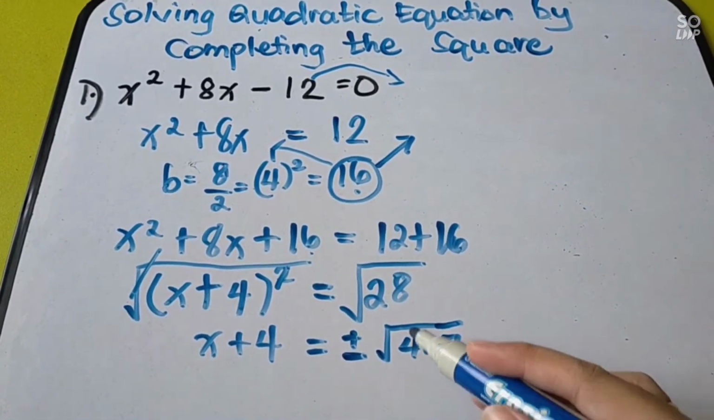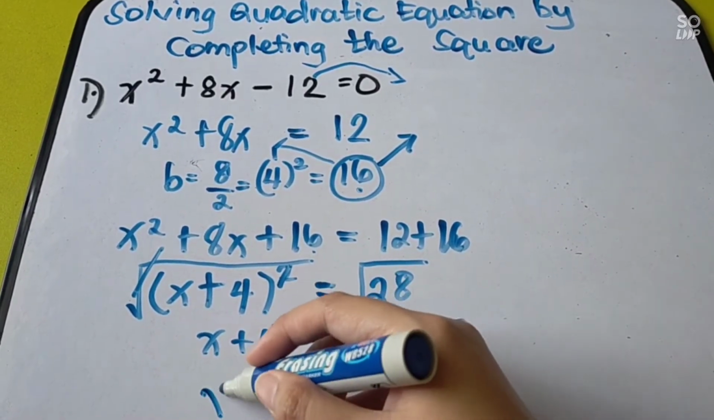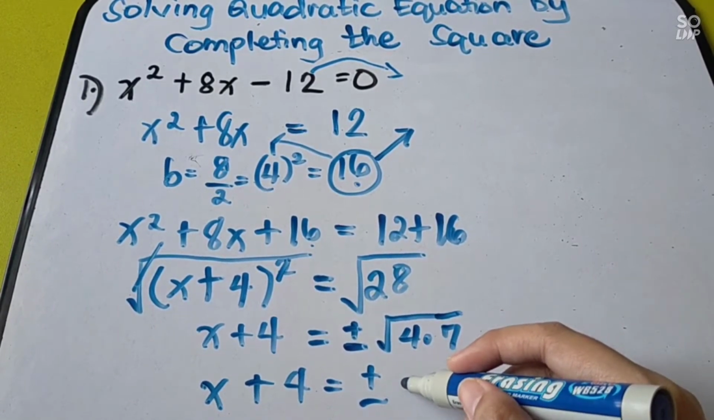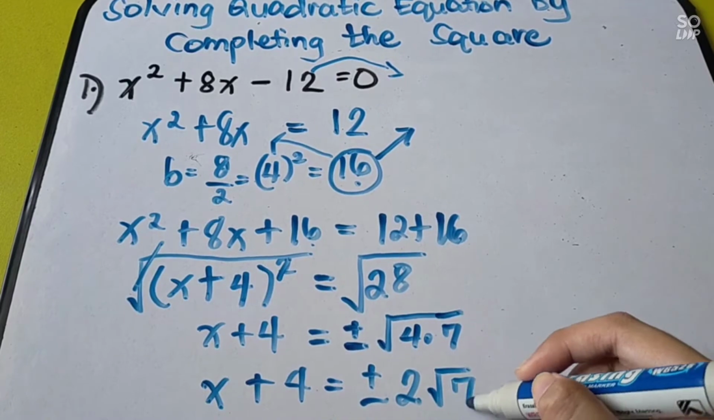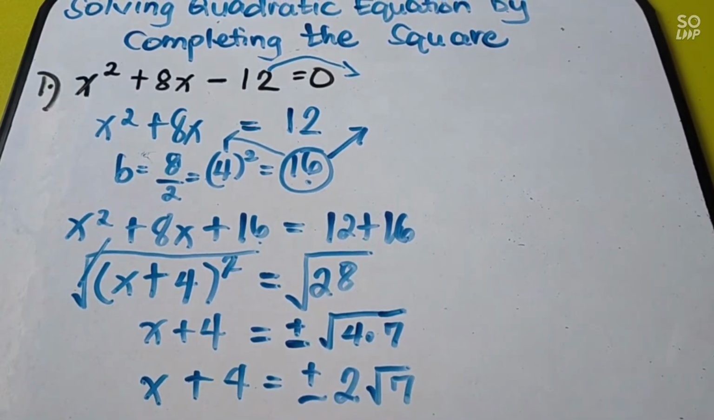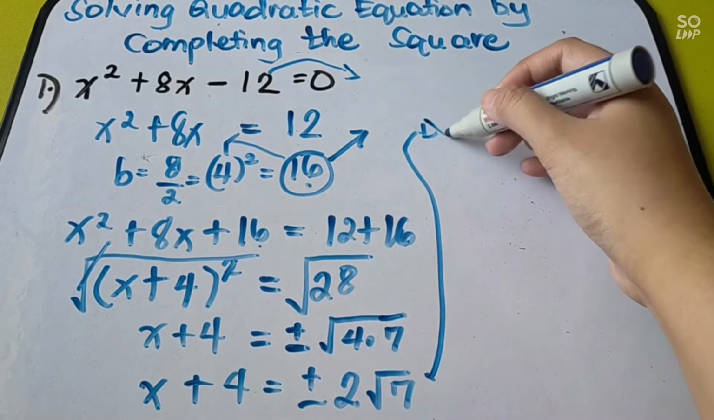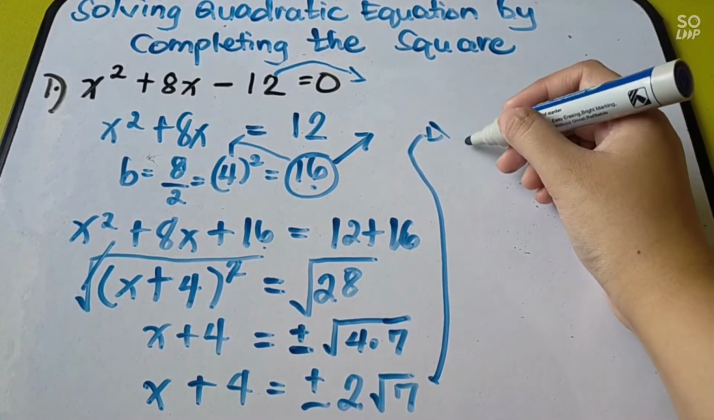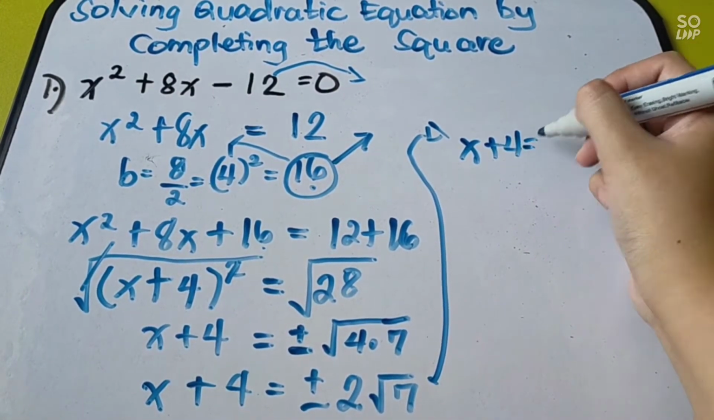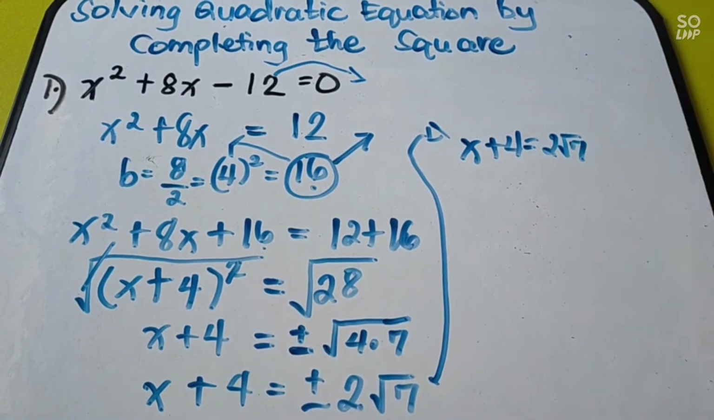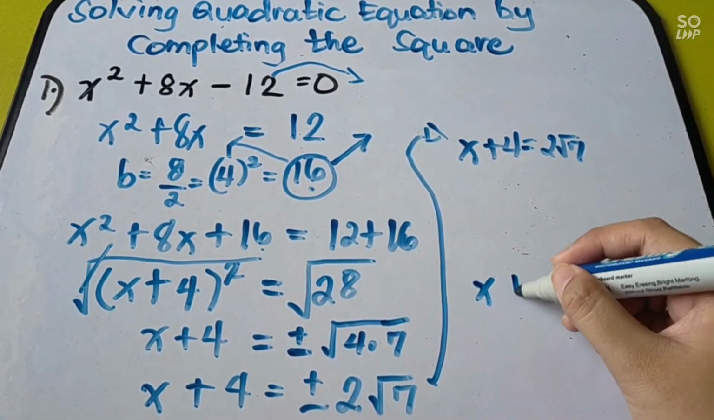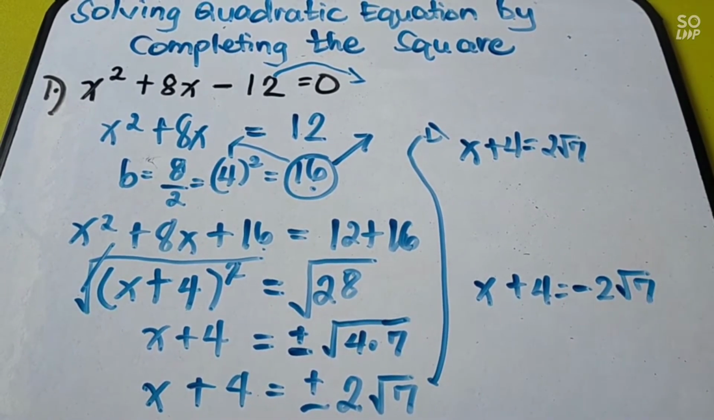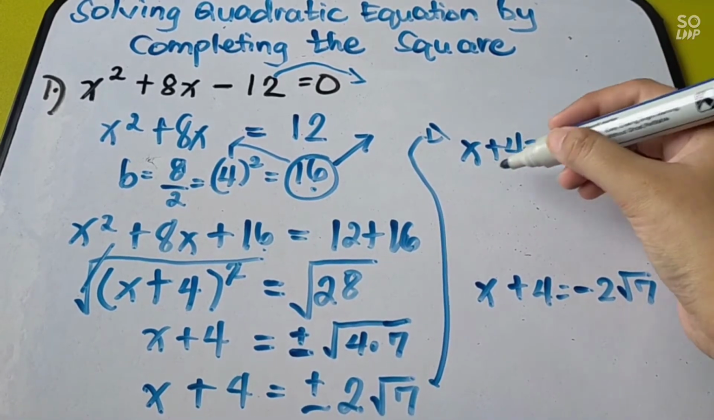Then, yung 4, ilalabas natin. So, we have here x plus 4 is equal to positive, negative. The square root of 4 is 2, then square root of 7. That is it. Then, pagkatapos niyan, dito tayo sa taas, paghihiwalayin natin yung plus at saka yung minus. So, yung isa ay x plus 4 is equal to positive 2 square root of 7. Yung isa naman ay x plus 4 is equal to negative 2 square root of 7.